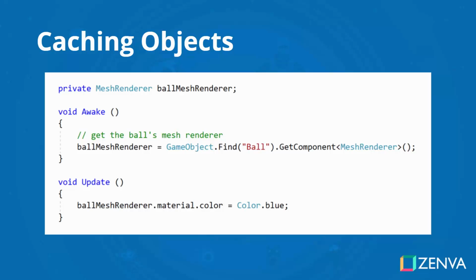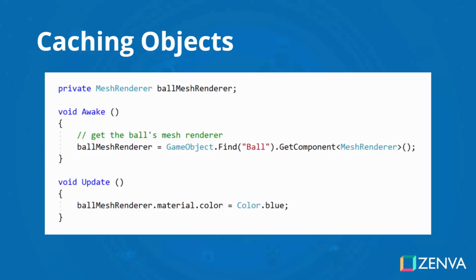So as you can see, I've created a private MeshRenderer variable called ballMeshRenderer. And inside of the Awake function, we are setting this to be equal to the GameObject.Find("Ball").GetComponent<MeshRenderer>. We are only calling GameObject.Find and GetComponent once in the entire game, compared to before, where we'd be calling it potentially 60 times a second. Okay, so that's going to greatly increase performance with this set of code.